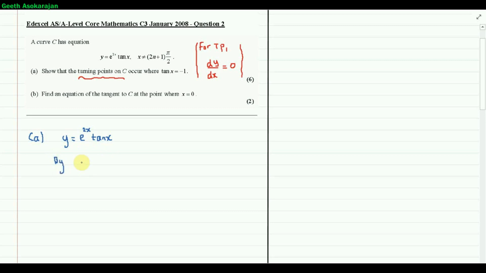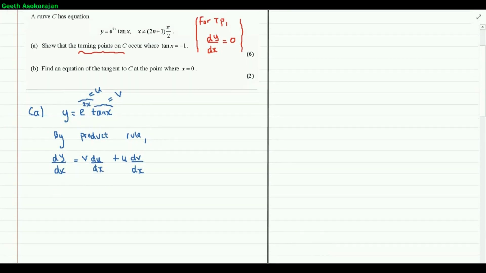So by the product rule, let me rewrite the product rule. dy over dx equals v du over dx plus u dv over dx. Now let me choose the first term, e to the 2x. Let me take that to be my u, and let me take the remaining term, tan x, to be my v.